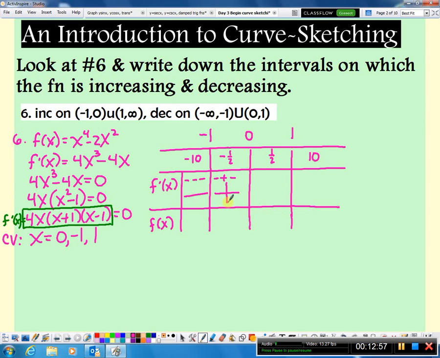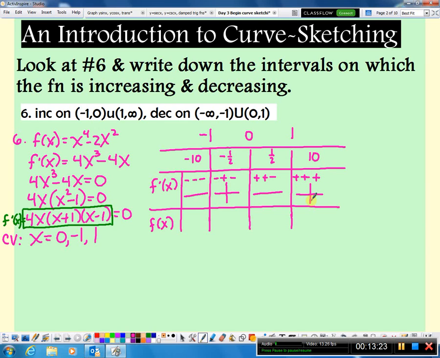Plug in a half. So 4 times a half is positive. 1/2 plus 1 is positive. 1/2 minus 1 would be negative. So I get one negative answer, makes a negative result. Plug in 10. So that would be positive 40, positive 11, positive 9. You don't need the numbers, just the signs. 3 positives make a positive.